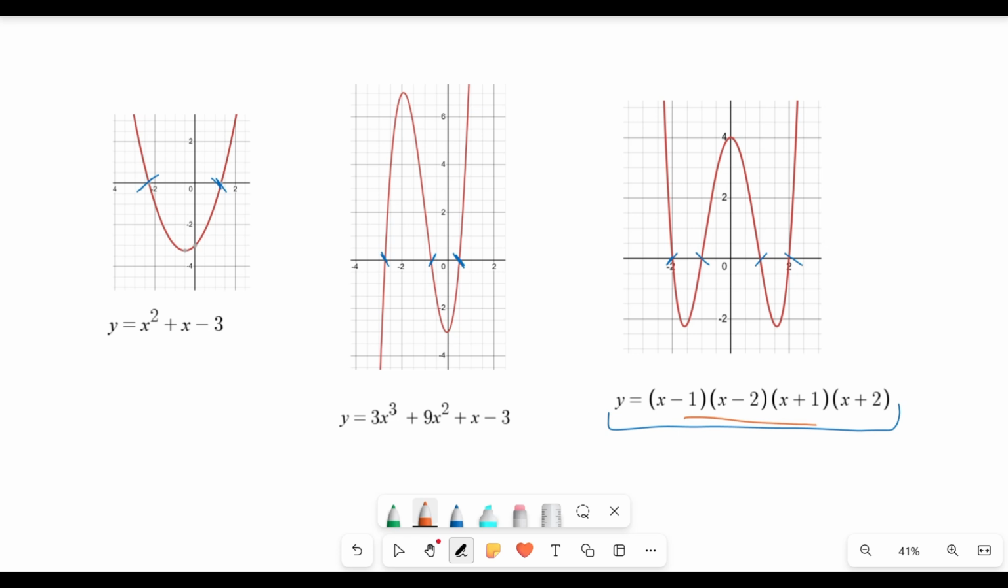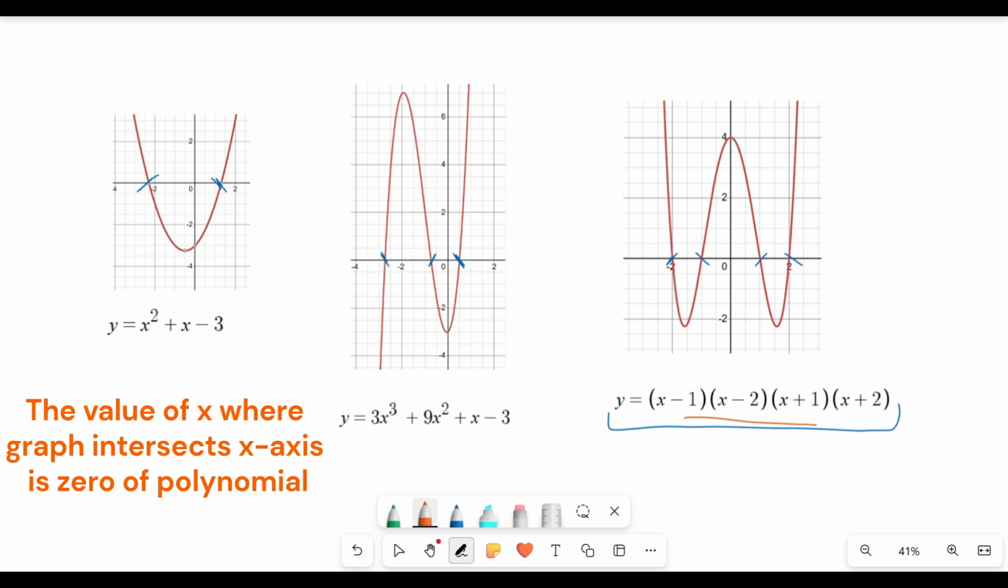If I am factorizing, I will have linear factors. Definitely the number of linear factors is going to be equal to the degree of the polynomial. This, if I multiply, will be degree 4. So now I have 4 linear factors. Here if I factorize this, I will have 3 linear factors. And corresponding to each linear factor, I will have one 0.